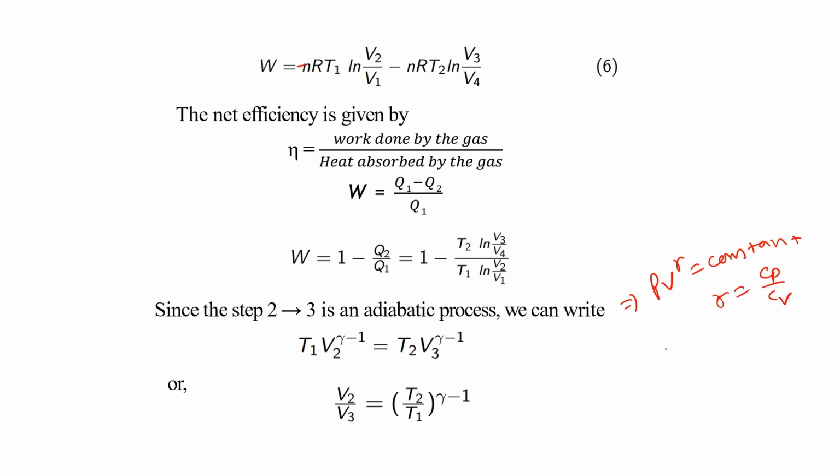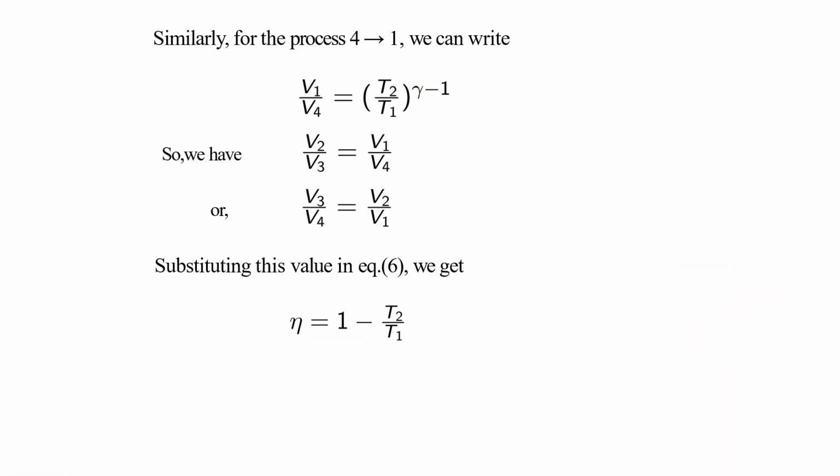Okay, so it says P1 V1 to the gamma is P2 V2 to the gamma. From there, you use the ideal gas expression and arrive at this expression. So T1 (V1 by V2) to the gamma minus 1 is T2 (V3 by V2) to the gamma minus 1. From there we get V2 by V3 is (T2 by T1) to the gamma minus 1. If we substitute these, finally we arrive at this expression. Okay, so this is the efficiency eta.